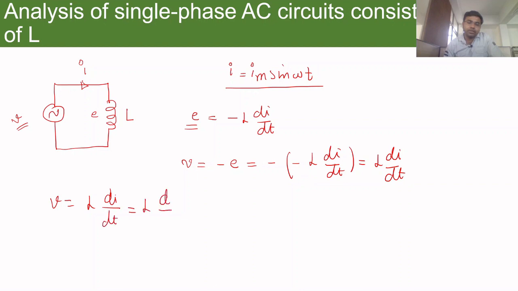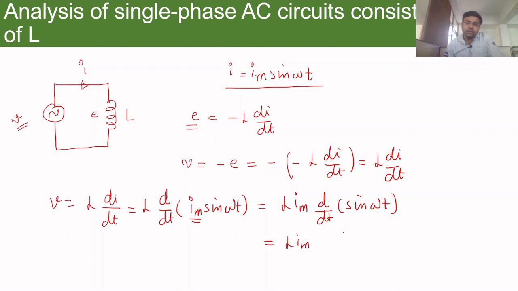So in short, I have to take the differentiation of current, Im sin ωt. So L, Im is a constant, that's why I am taking it out. Then we are left with the differentiation of sin ωt. So this is nothing but L Im. Differentiation of sine is nothing but cos ωt, and differentiation of ωt with respect to time gives us ω. This is ωL into Im into cos ωt. So this is the voltage.